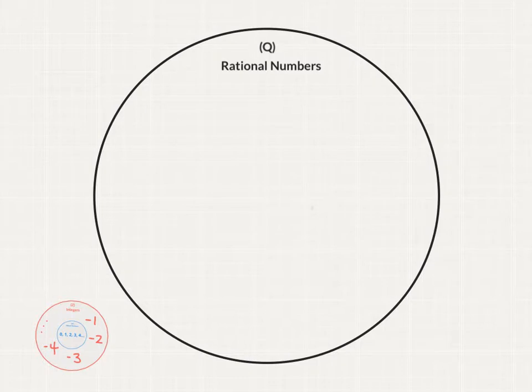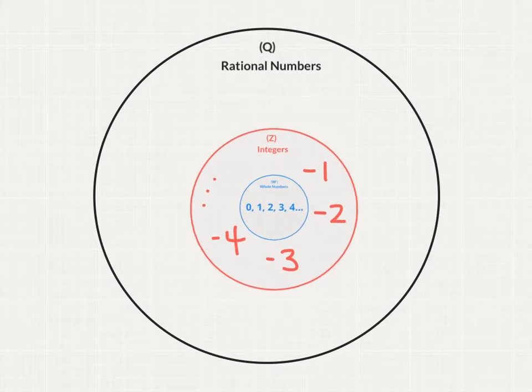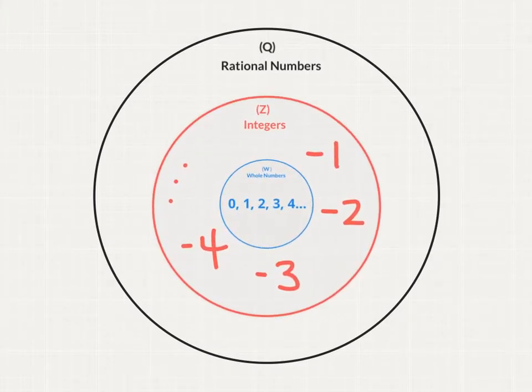Now this makes sense because rational numbers are any number that can be represented as a fraction, any integer that can be divided by another integer, and that's what a fraction is. So rational numbers would look like all of the whole numbers and the integers. 0, 1, 2, 3, 4, and their opposites of -1, -2, -3, and -4, as well as any other number that could be represented as a fraction.